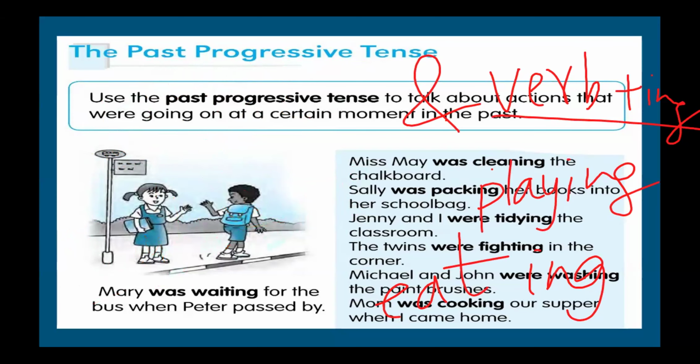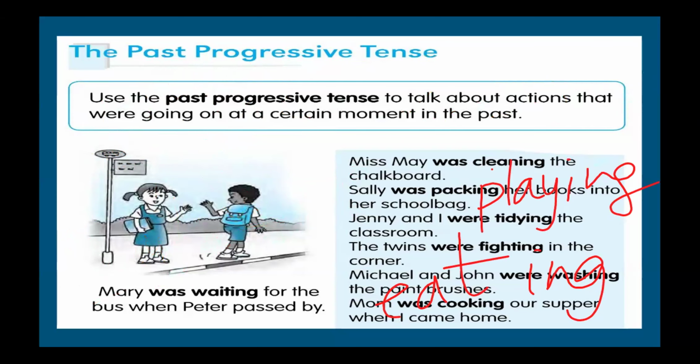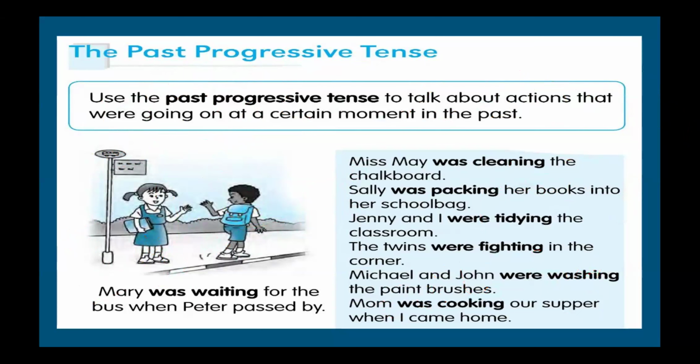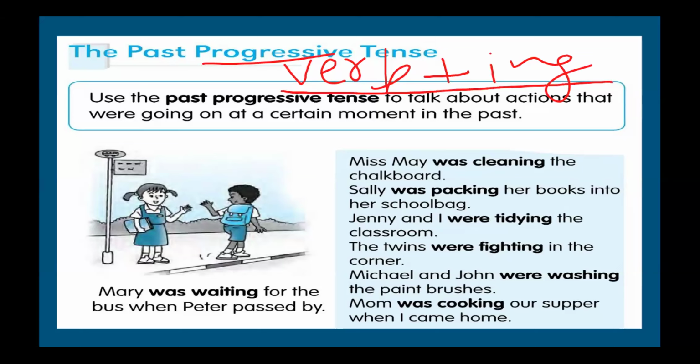All in all, the continuous tense, be it present continuous tense, past continuous tense, or future continuous tense, in the continuous tense, what do we do? We will add verb plus ing for the progressive tense or continuous tense. Understood? Yes, ma'am. For all the three, you're going to do the same thing, verb plus ing. This will change, but this will not change. In all three tenses, whether present, future or past, you add verb plus ing.